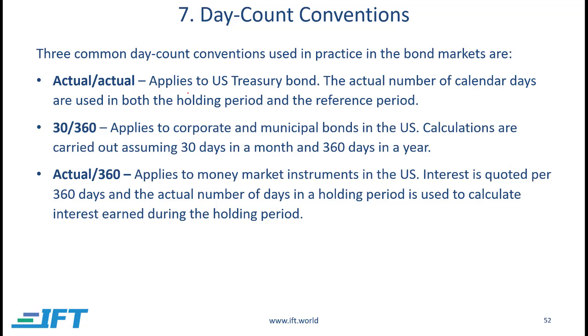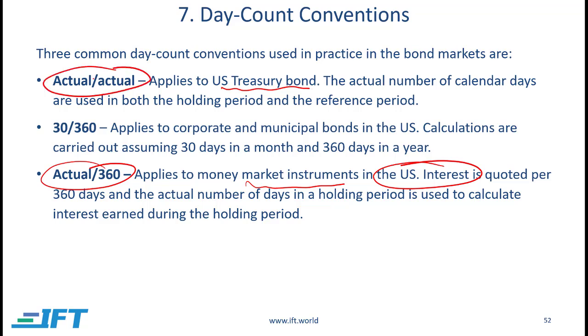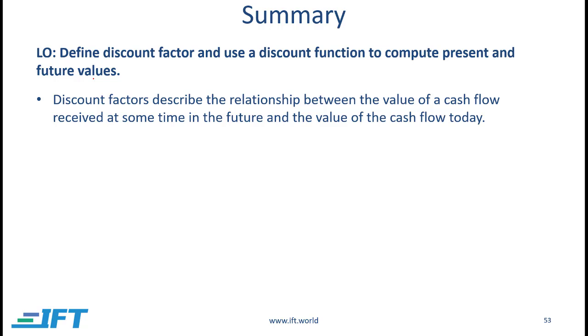Also, by the way, the same country can have two different day count conventions for different parts of the market. For example, US Treasury bills, which are your money market instruments, follow actual over 360, whereas your capital market, which is US Treasury bonds, is doing actual over actual. So, just be a little bit careful with that.